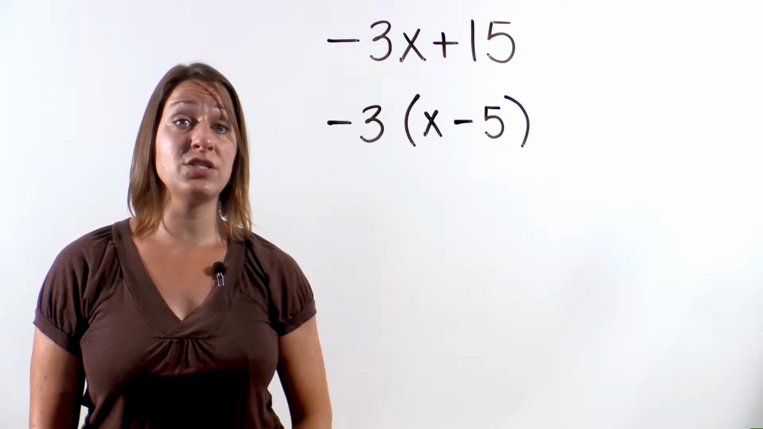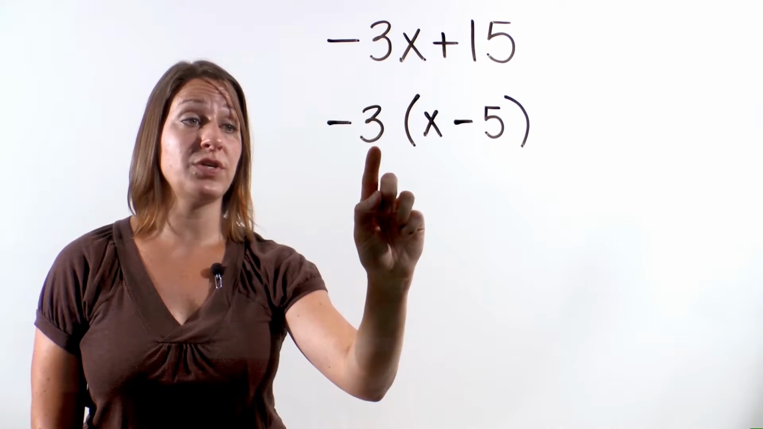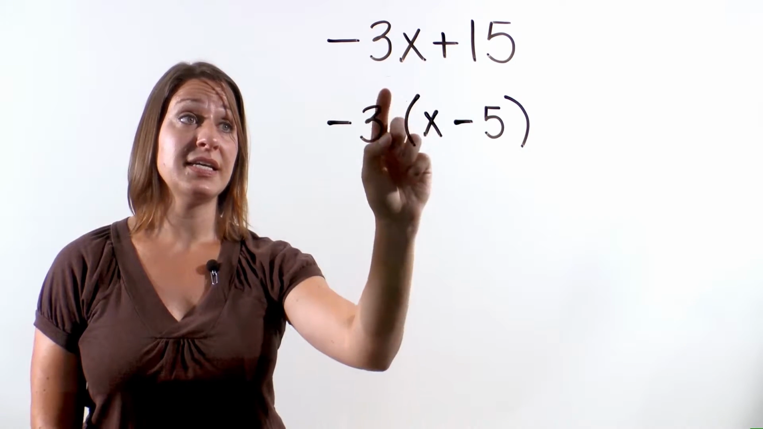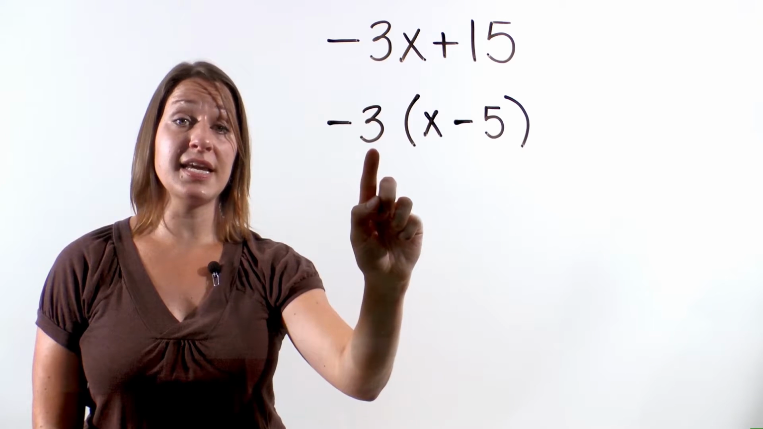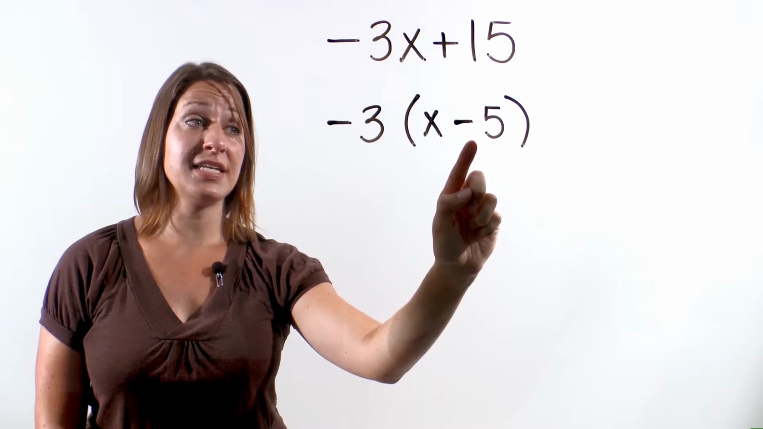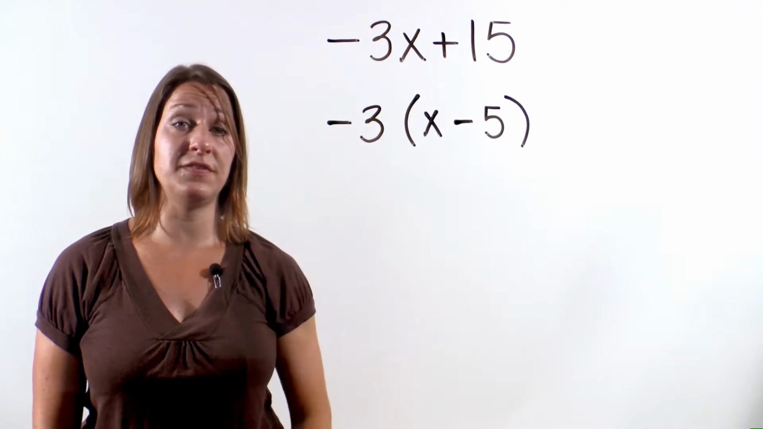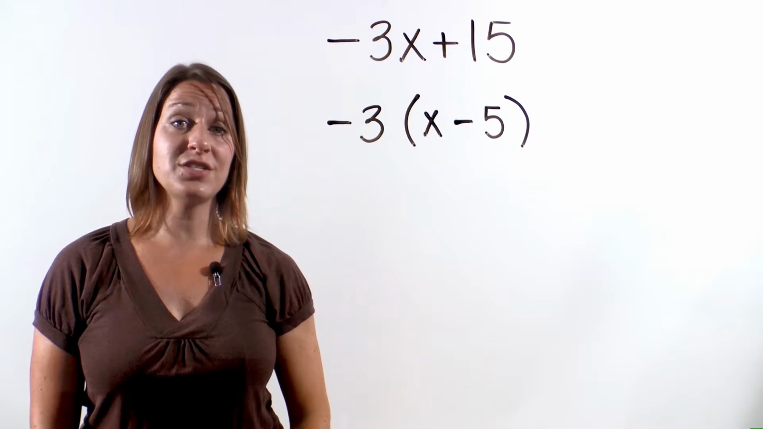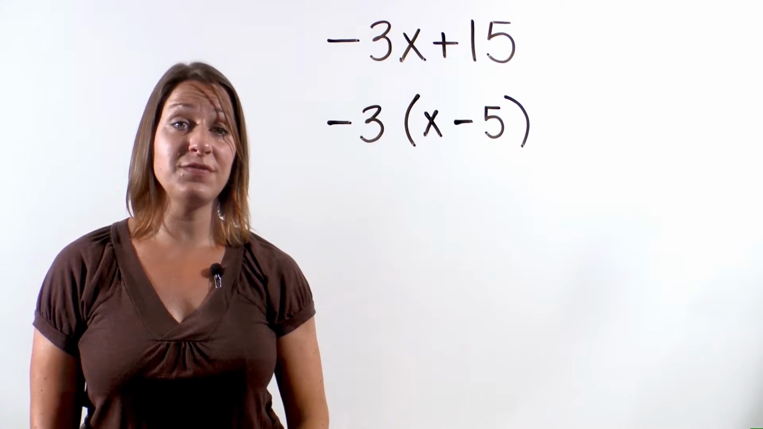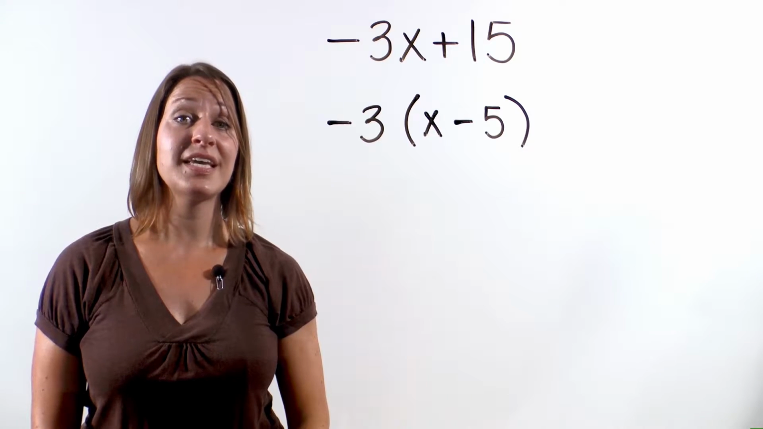And we can go ahead and check our work. Negative 3 times x is negative 3x. Negative 3 times negative 5 is a positive 15. So the answer to this problem is negative 3 times x minus 5.